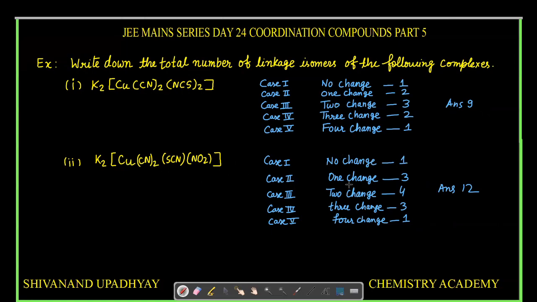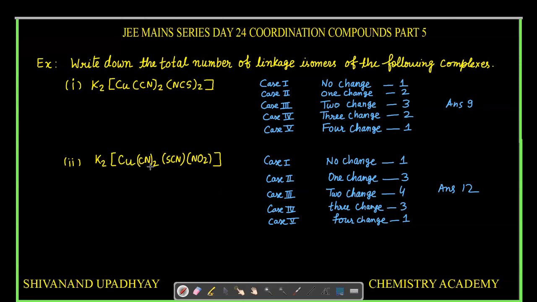Now if I go through one change, either I will change CN, or I will change SCN, or I will change NO2. So that's why there are three possibilities. For two changes, in the first case I will change both CN, or one CN and one SCN, or one CN and one NO2, or I will change SCN and NO2, right? So if you count, the number will be 4, right?